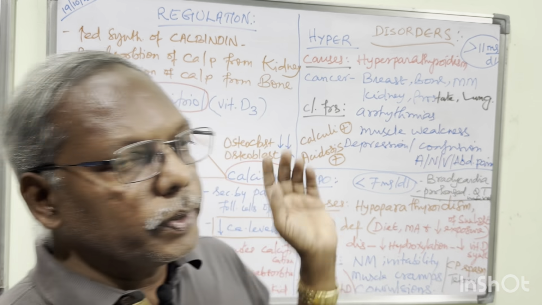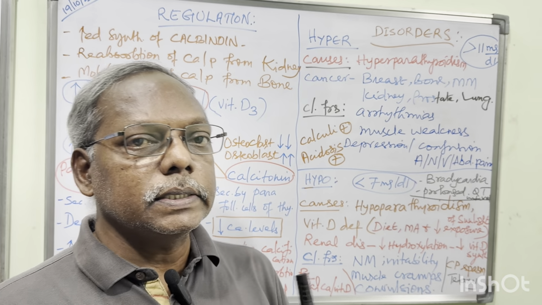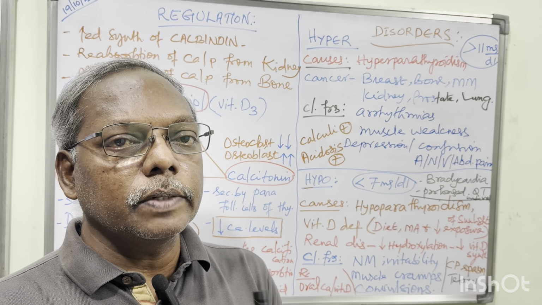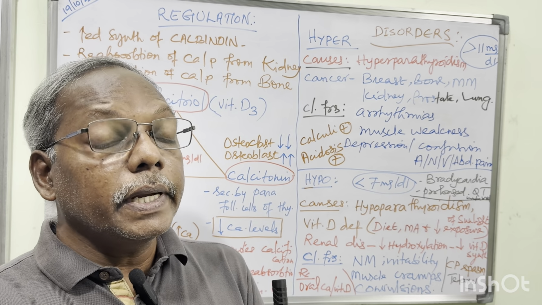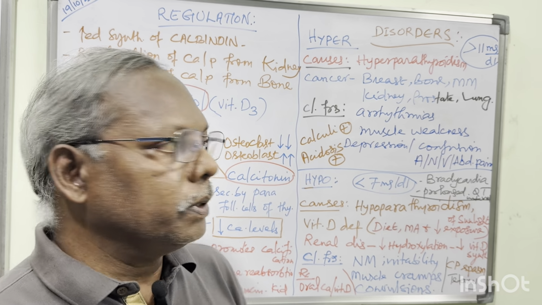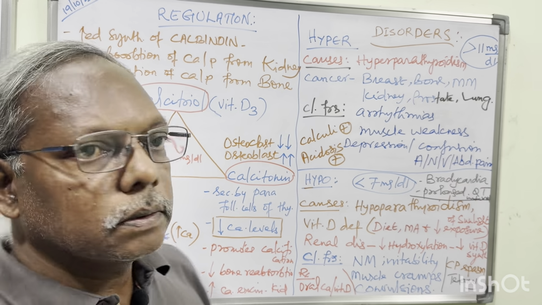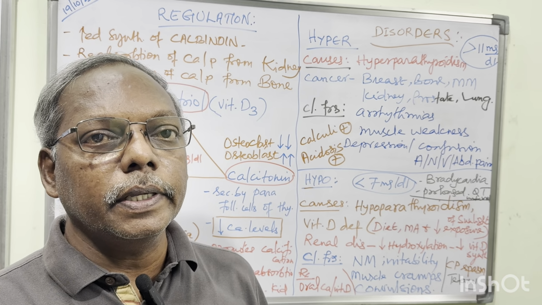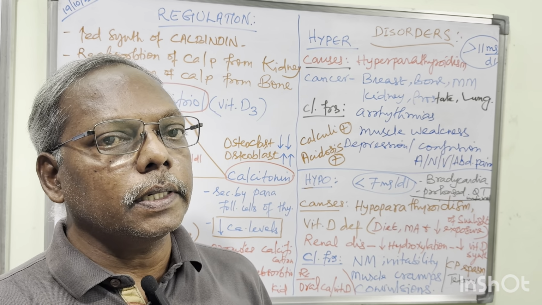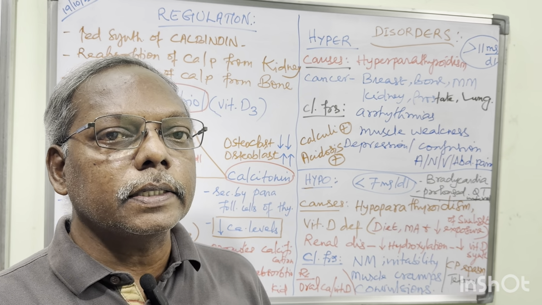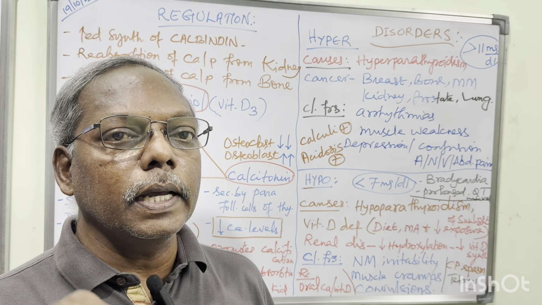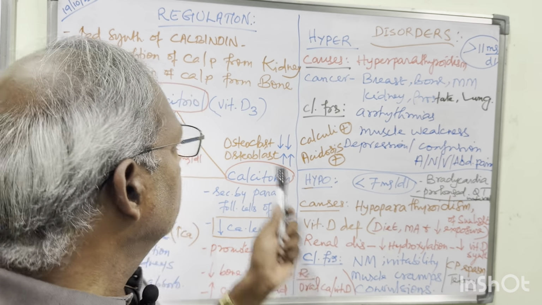Okay. So before that, regulation. How does calcium metabolism take place in our body? What are all the factors which maintain the calcium metabolism? We have 3 factors. One is calcitriol, vitamin D. Another one is parathyroid hormone. Third one is calcitonin. How do these 3 factors maintain the calcium balance in our body?